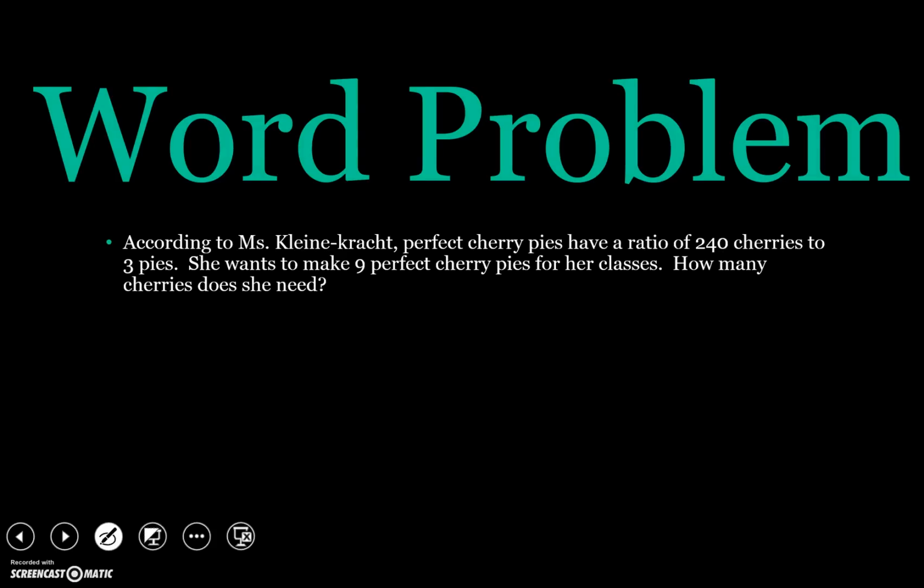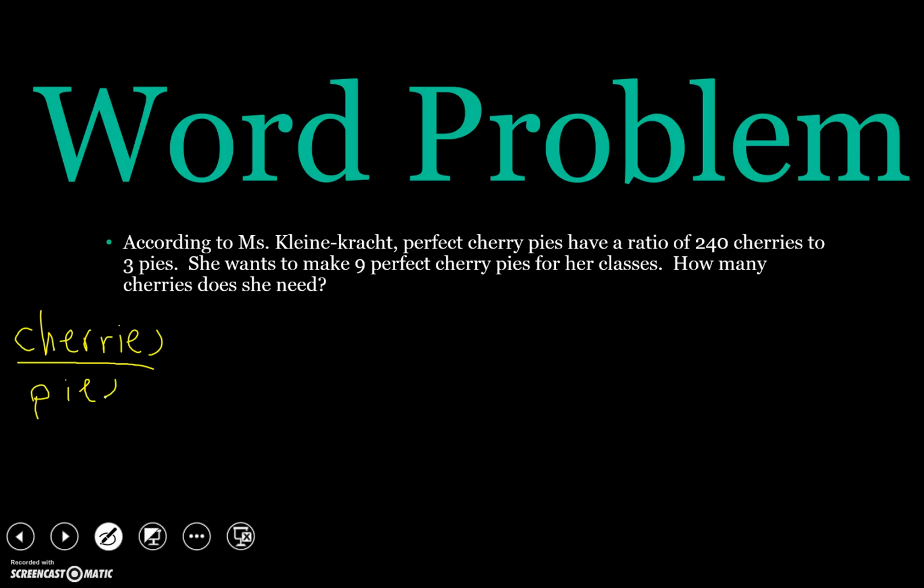According to Ms. Kleinecrot, perfect cherry pies have a ratio of 240 cherries to 3 pies. She wants to make 9 perfect cherry pies for her classes. How many cherries does she need? When we are doing these, since I'm not giving you an actual ratio in terms of a fraction, what we want to do is come up with that. And so the way I like to do that is first come up with a little key. So on the left-hand side here, I'm going to put everything about the cherries on top and everything about the pies on the bottom. So that's what I've decided to do.